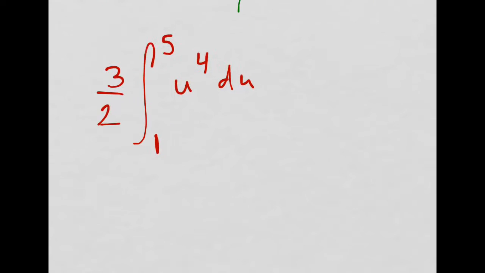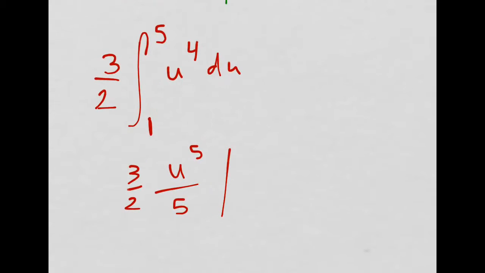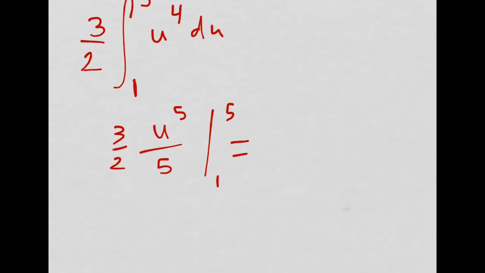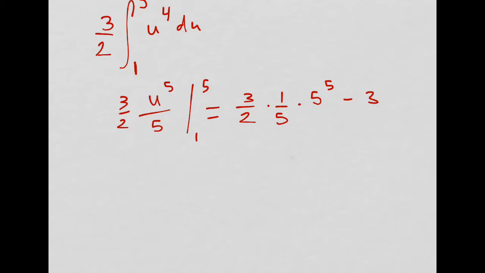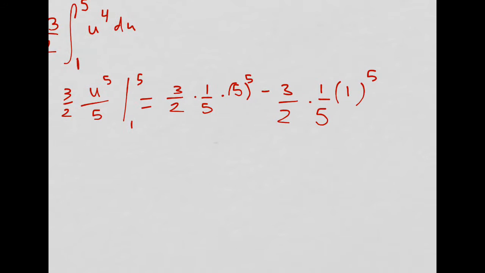And now you can just do the antiderivative, u to the 5th over 5 times the 3 over 2. And we don't have to change back. Normally we would have had to plug in our x expression, but we don't have to do that now. We just change the limits of integration. So now we just use from 1 to 5. Does that make sense? So then this would be 3 over 2 times 1/5 times 5 to the 5th minus 3 over 2 times 1/5 times 1 to the 5th. Whatever that is. Is that okay?